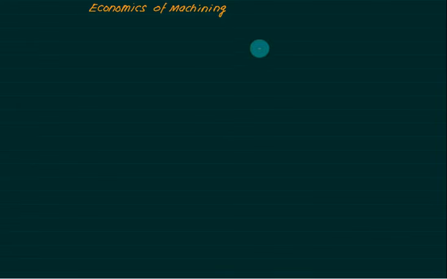Part of metal cutting mechanics, we are coming to the economics of machining. In the economics of machining, we have basically two objectives: the minimum cost method and the maximum production rate method. To start with this, we have a number of different costs involved.